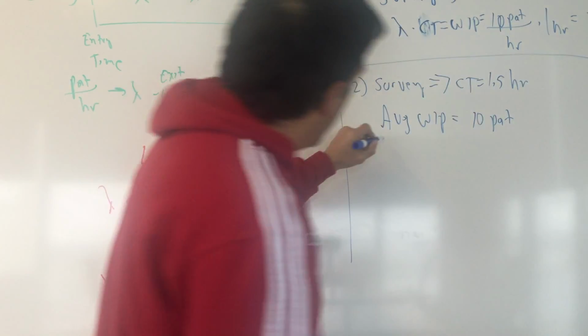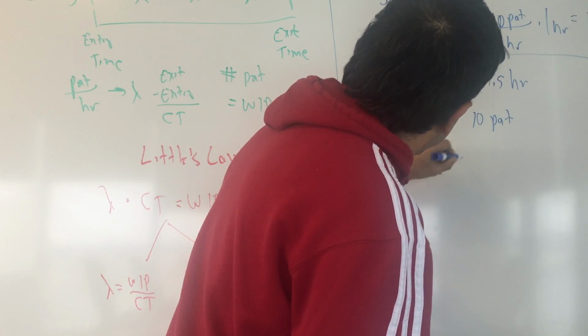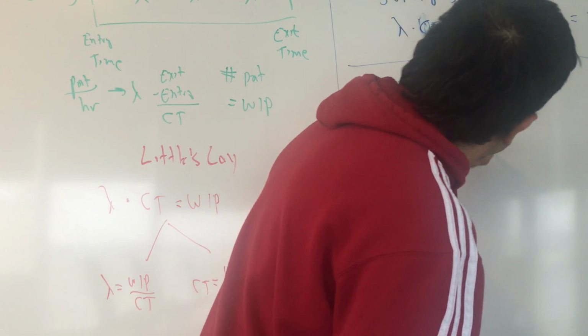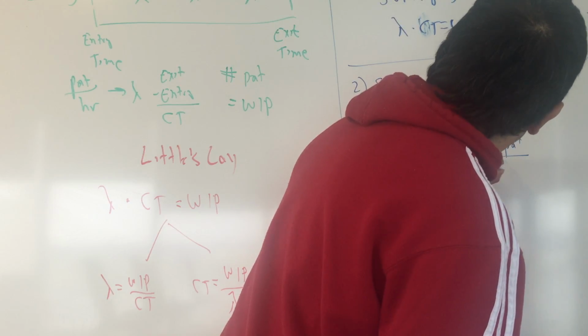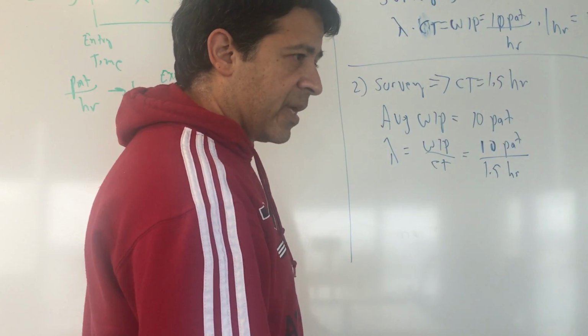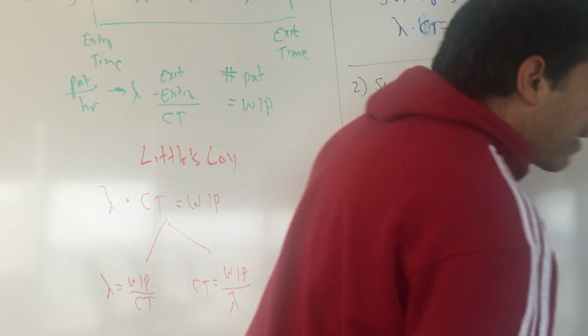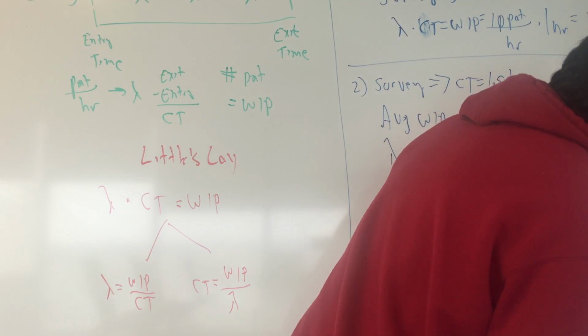Okay? I know that lambda has to equal the work in process inventory divided by the cycle time, which in this case is 10 patients divided by 1.5 hours, right? Which turns out to be 8.75 patients per hour.